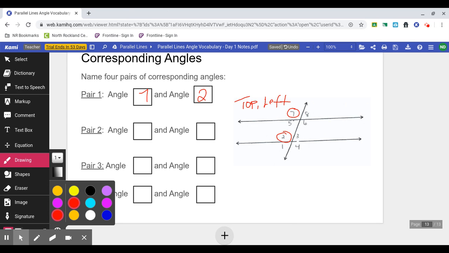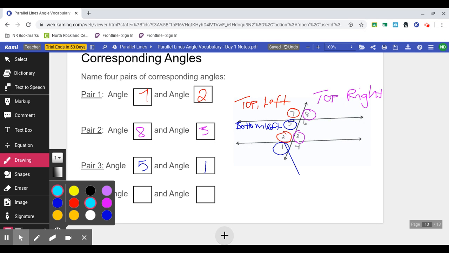Okay, now I'm going to look at angle 8. This angle 8 is on the top right. So now I'm going to look at the second line and see which angle is also on the top right, and that would be angle 3, making angle 8 and angle 3 corresponding angles. Okay, now here we have the bottom left, which is angle 5. I'm now going to look at the second line. Angle 1 is on the bottom left, making angle 5 and angle 1 corresponding angles.